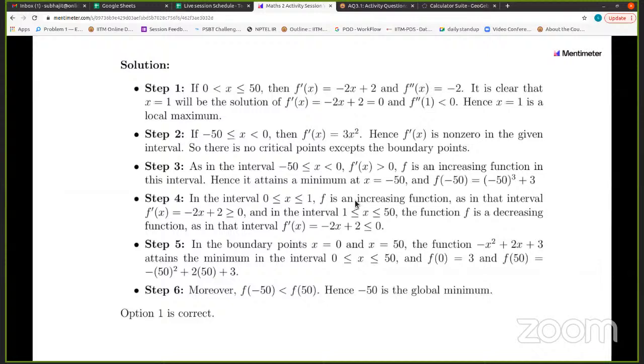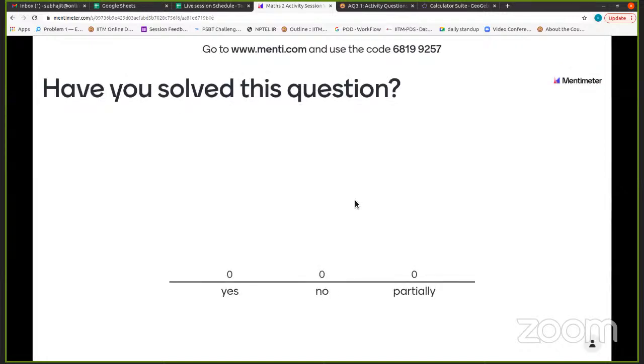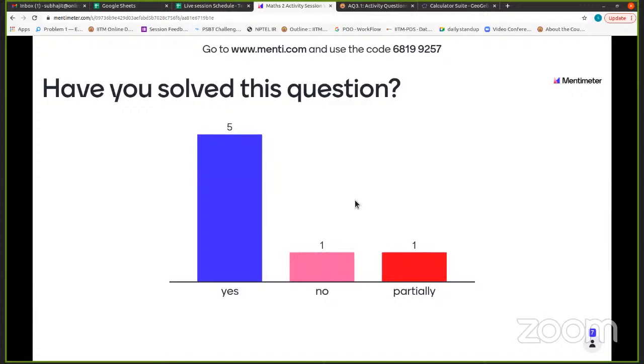So here is the explanation of this question. Have you solved this question? Just a quick poll. Sir, in this question, why is 0 not included for the global maximum calculation? Not in domain. At 0, the function is not differentiable at first. So although it is a critical point, it is neither local maxima nor local minima. Now, if you calculate, f(0) is 3, right? Yes, sir. So that will not give you the global minima. The global minima is at -50. That is much more negative.